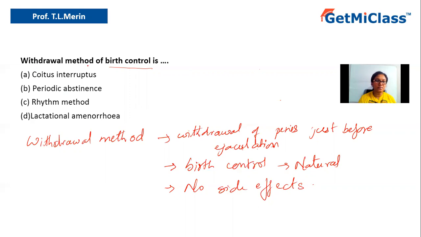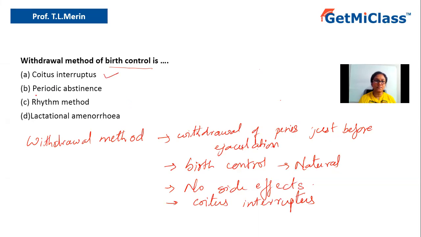So let us see. It says withdrawal method of birth control is; option A is coitus interruptus. Yes, we are talking about the interruption of coitus, that is, just before the release of the sperm, the penis is withdrawn. That is also called coitus interruptus. Why interruptus? Because it is getting interrupted, right? So the withdrawal method is also called coitus interruptus.